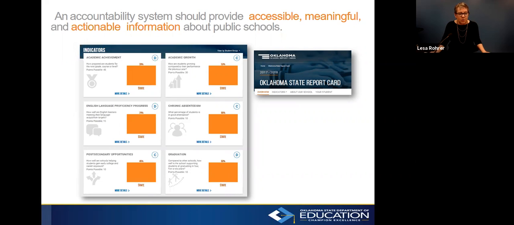This is why we have the Oklahoma School Report Card dashboard. And this is our state report card that you see of all of the indicators. Each of these indicators were chosen because they align to post-secondary readiness, because our end goal is that all of our students in Oklahoma graduate with the ability to be successful in life after high school.